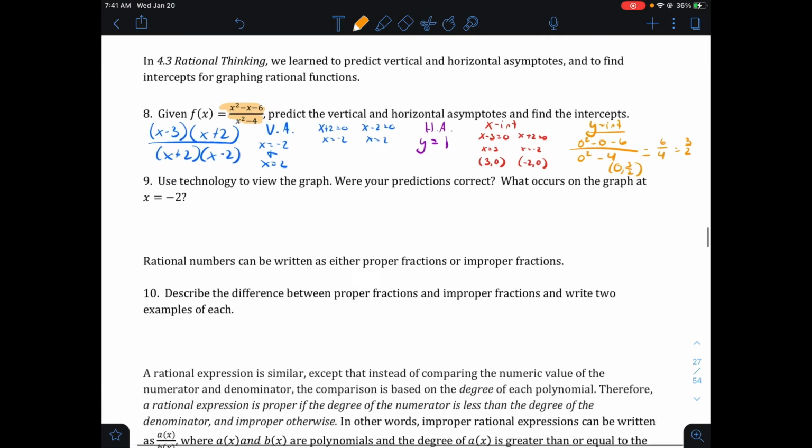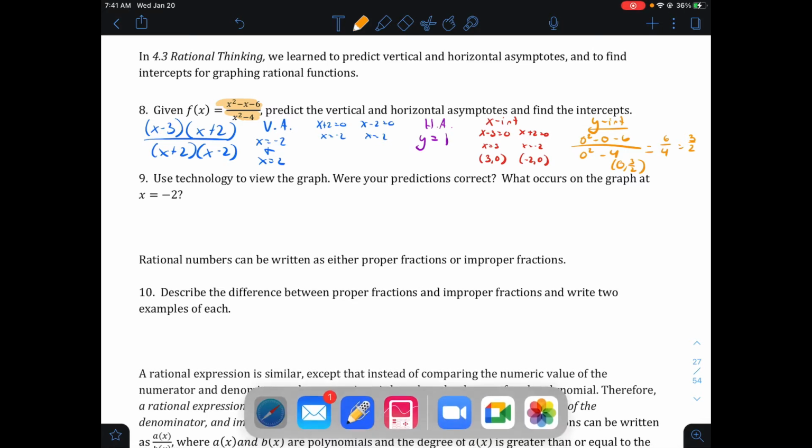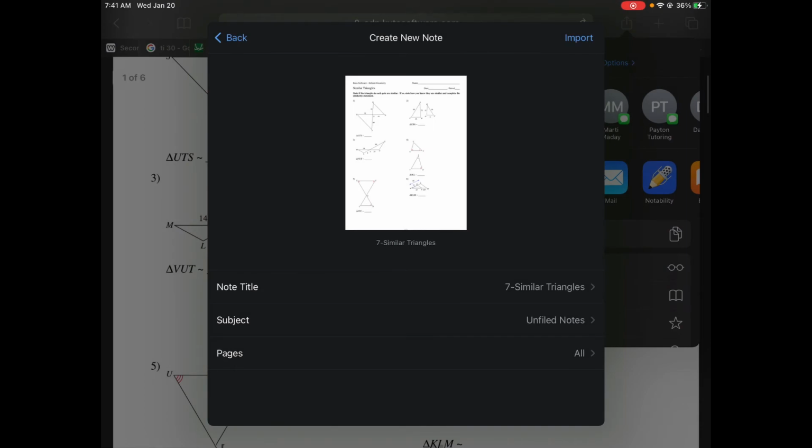So we've got number 9. Use technology to view the graph. Were your predictions correct? What occurs on the graph at x equals -2? So let's go ahead and graph this.